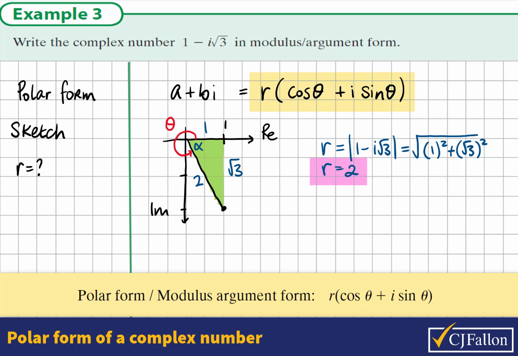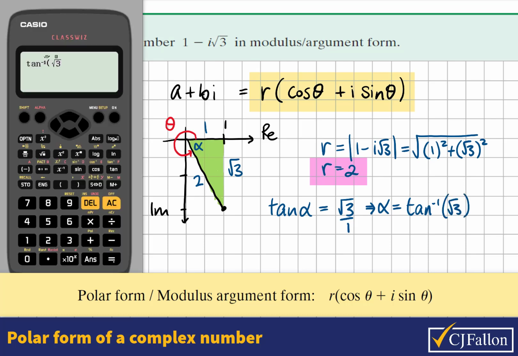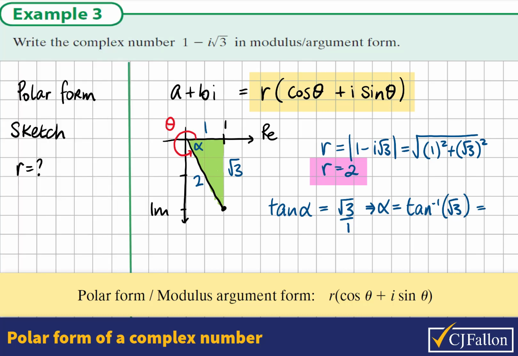I'm going to work out this angle alpha inside the triangle. This will help us work out theta. I can see that tan alpha is root 3 over 1. Therefore, alpha must be tan inverse root 3. We might recognize that tan inverse root 3 is 60 degrees. We might recognize the triangle. In radians, it's pi over 3. You can use a calculator to help you with this as well.